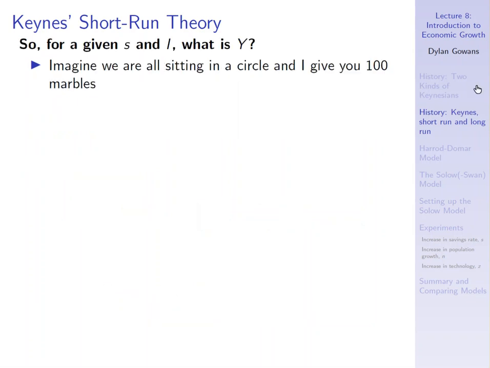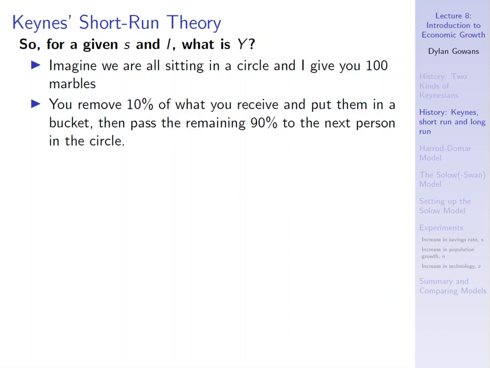For a given savings rate and investment, what is output, Y? Or what is demand, Y? To explain this to you, we're going to work through a very simple thought experiment. Imagine we're all sitting in a circle. I give you, the first person in the circle, 100 marbles. Now you're going to remove 10% of what you receive, put them in a bucket, and then pass the remaining 90% to the next person in the circle.